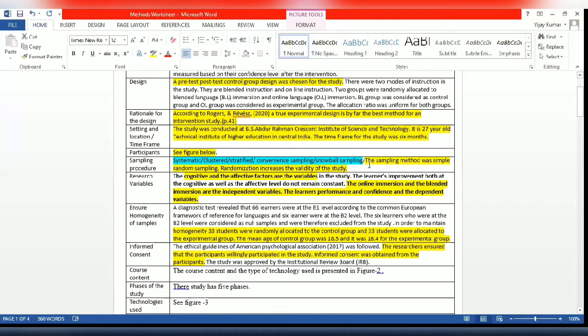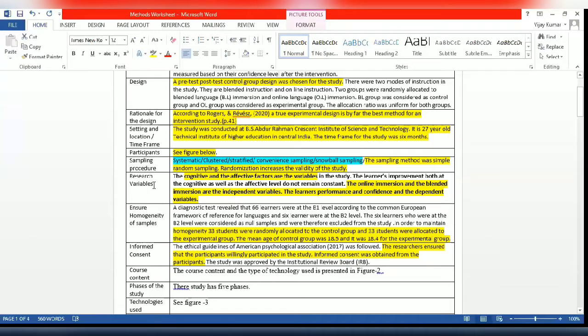So I have highlighted here the sampling method used in the study was simple random sampling. Randomization increases the validity of your study. So what is your sample size? What is your sampling procedure? And why is the sampling procedure appropriate for your study?